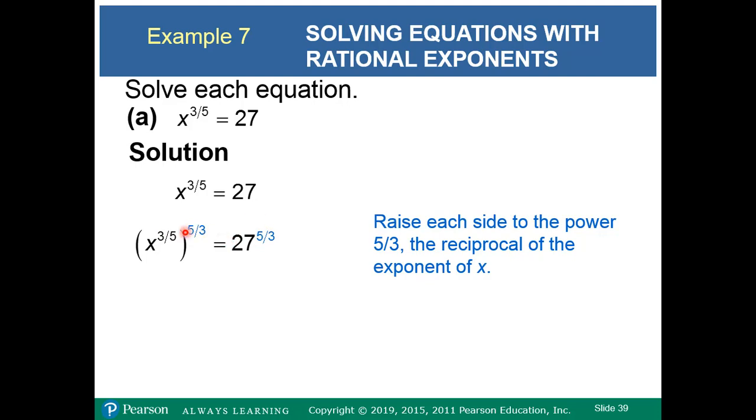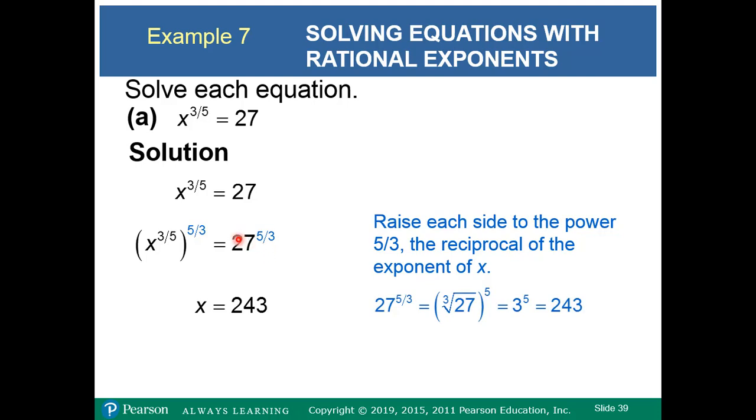And so now whatever we do to this side, we have to do to this side. And so we get 27 to the 5/3 power. So guess what? This is a perfect cube. 3 times 3 times 3 is 27. So we can rewrite this as 3 cubed, which will cancel with this 3.